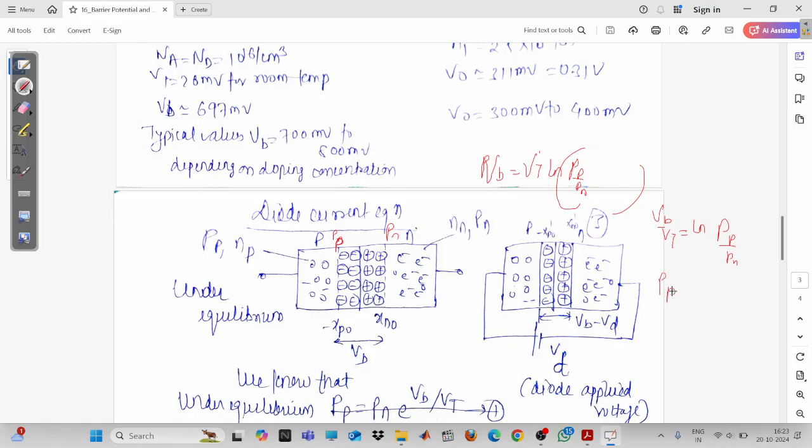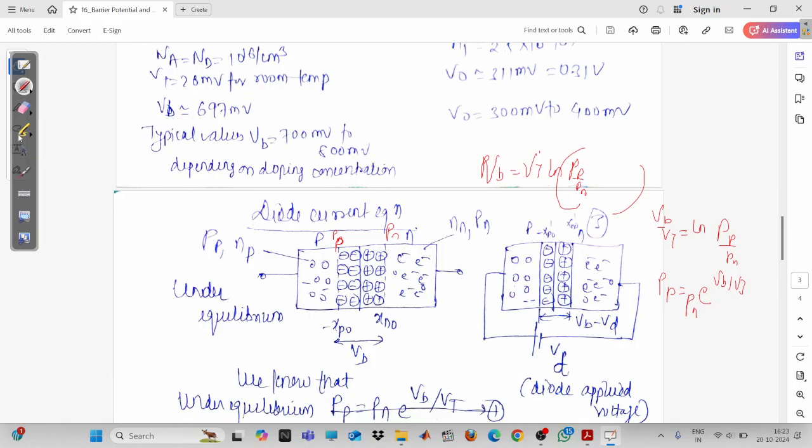If you move this here, you take the exponential on both sides. The exponential of Vb upon Vt will come above, and the natural log and exponential will get cancelled. So Pp upon Pn equals exponential of Vb upon Vt. Now you shift Pn here, and you will be able to find this equation: Pp equals Pn exponential of Vb upon Vt.